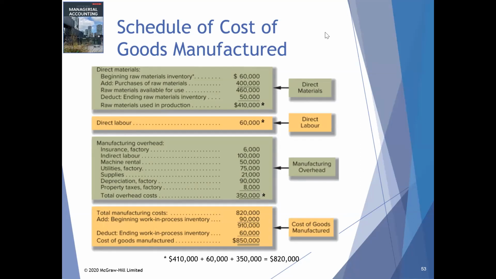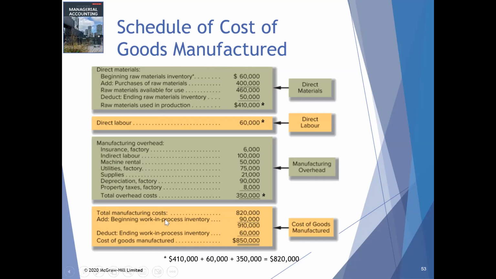Total overhead cost, that is the manufacturing cost. So direct labor, direct material plus manufacturing overheads, we have total manufacturing cost. How much is the total manufacturing cost here? So total manufacturing cost is here 410 plus 60,000 plus 350 is equal to 820, the total manufacturing cost. For the merchandiser, we say this is a purchase, but here we have not purchased something. This is the total manufacturing cost that we have. We spent this much money and produced some goods. So that is known as total manufacturing cost.